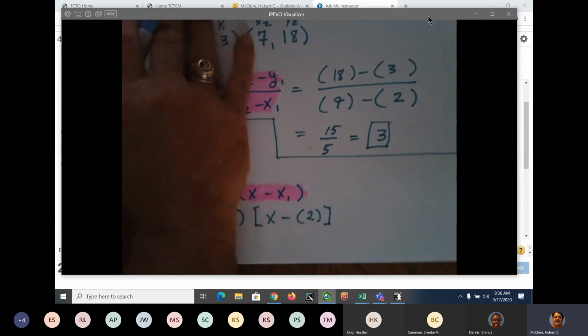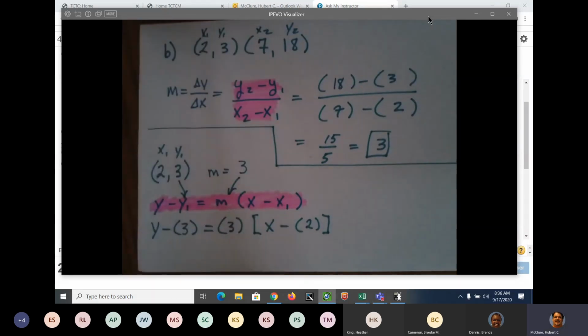Everybody has OCD somewhere. Y minus 3 is equal to 3x minus 6. Y is equal to 3x minus 3.